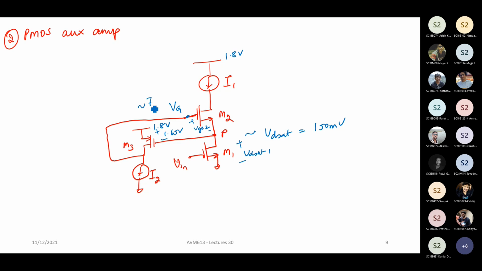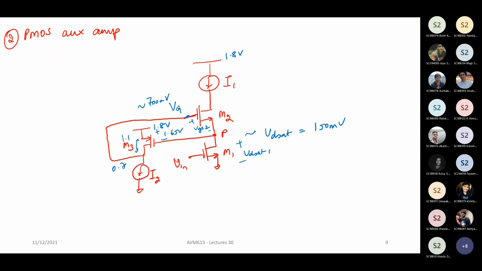So if you put this to be at 700 millivolt, now what happens to the source to drain voltage of your PMOS? The source to drain voltage is only around 1.1, or even if you take this slightly higher, to 700 or 800 millivolt, you have around 1 volt to 1.1 volt, right? Sorry, yeah, this is 0.7, and there you have 1.8 minus 0.7, this is 1.1.